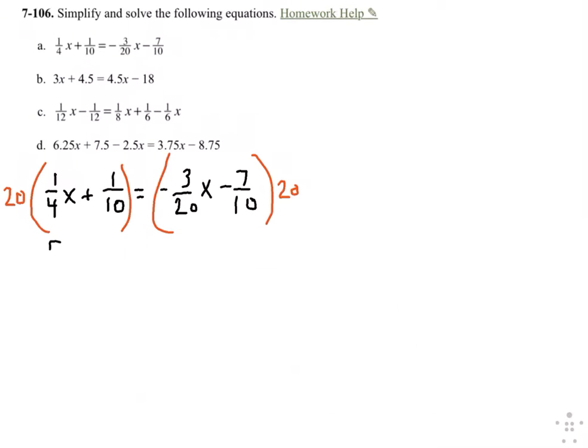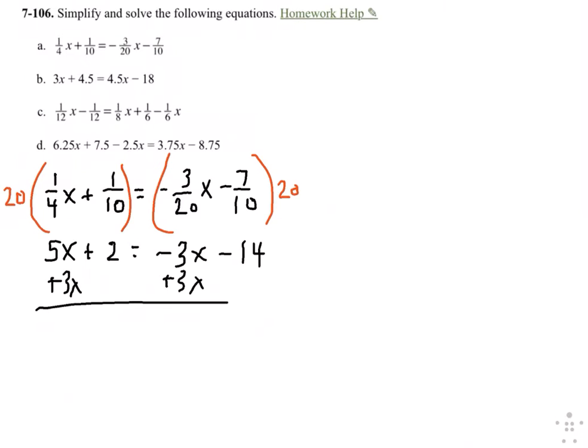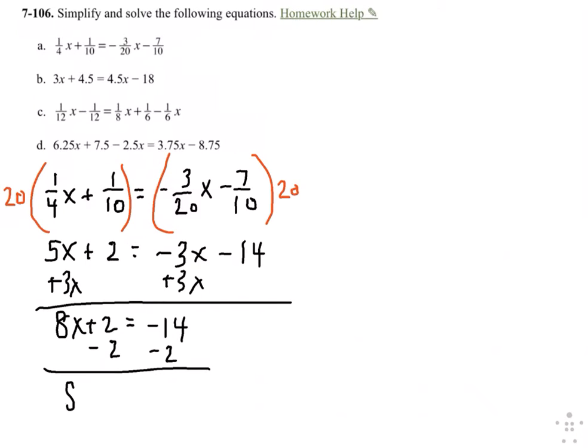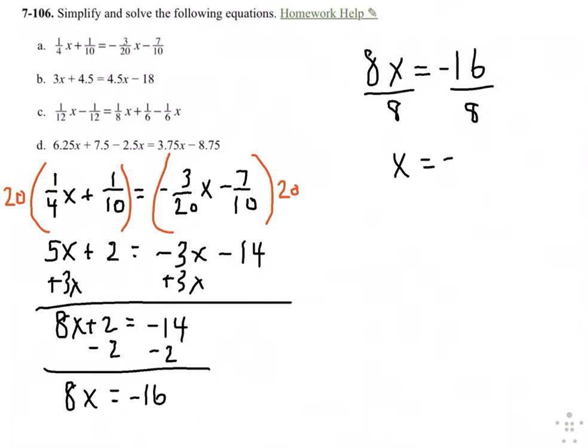So 20 times 1/4 is 5x, plus 20 times 1/10 is 2, equals, now this side is also times 20, negative 3x minus 14. Now we add 3x to both sides, and we get 8x plus 2 equals negative 14. Subtract 2 from both sides. 8x equals negative 16. Divide both sides by 8, and we get x equals negative 2.